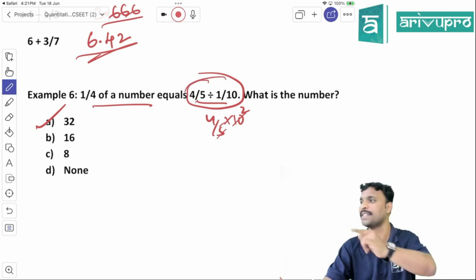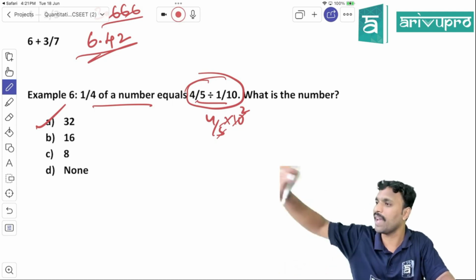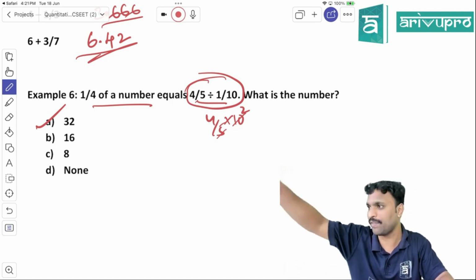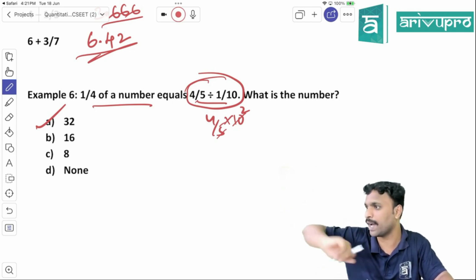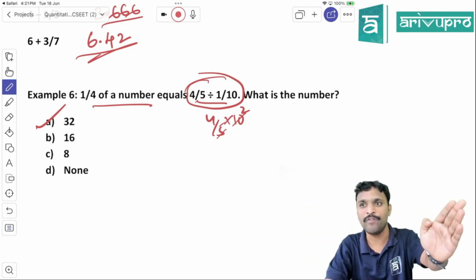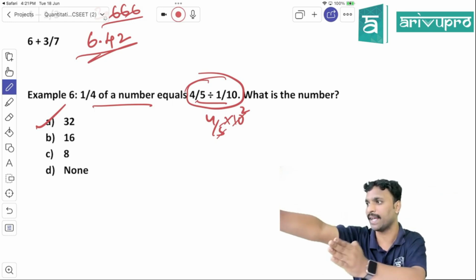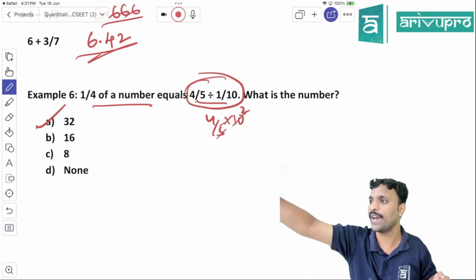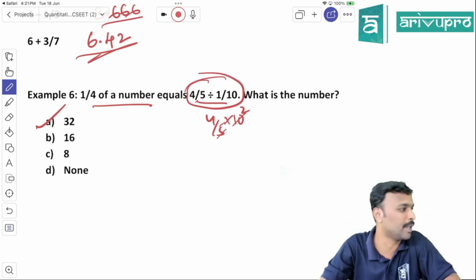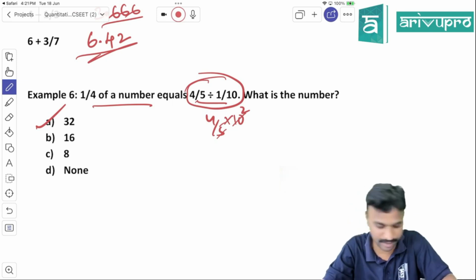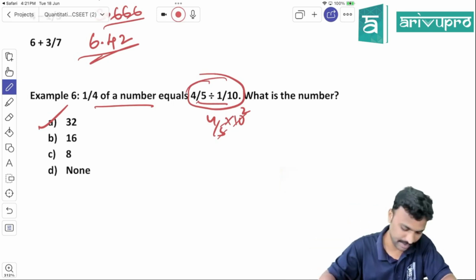One number is reciprocal; you take 4 by 5. 1 by 10 becomes 10. 4 by 5 into 10. 5 1s are 5, 2s are. 2 fours are 8. So 1/4 of a number is 8. 1 by 4 becomes 4. 4 eights are 32. Done. Clear everyone? Are you able to visualize? Great.